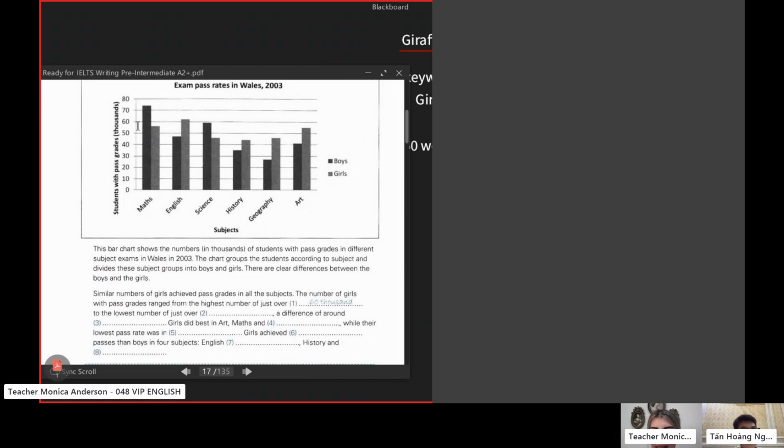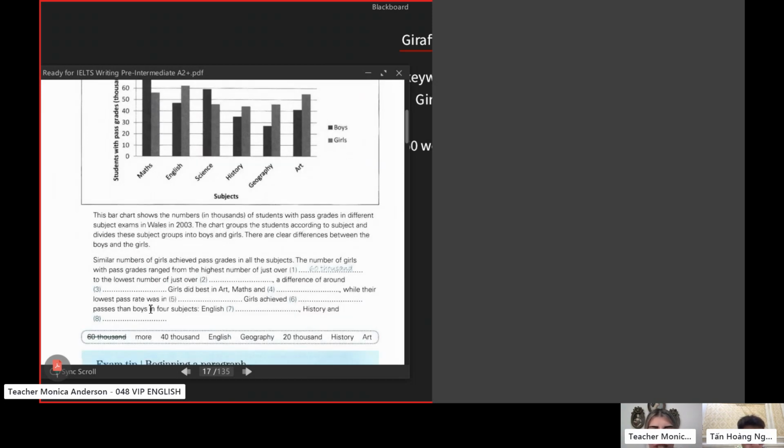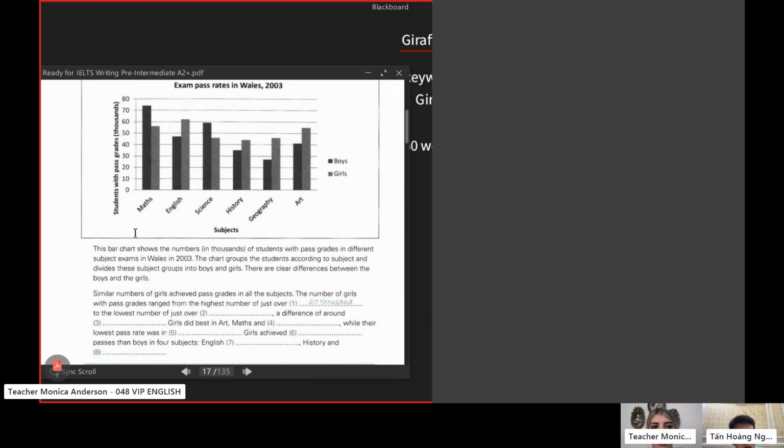I don't understand the meaning of the sentence. Which sentence? Similar numbers of girls achieved pass grades. Okay, of course, similar numbers of girls. It means, for example, we can say similar number, the same number. Number means people, the number of girls, for example, 1, 2, 3, 10, 100 girls, of girls achieved, could get pass grades in all the subjects.